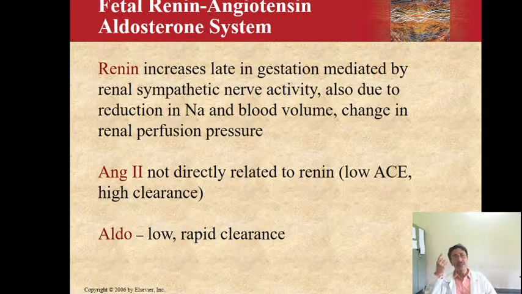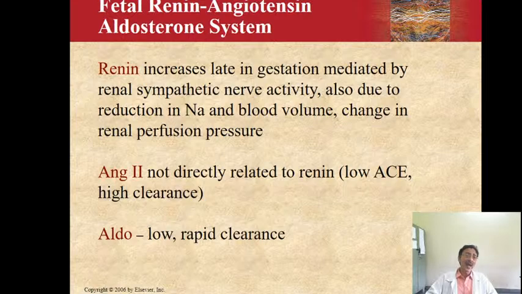Then another important feature is the fetal renin angiotensin aldosterone system. Now here you should know that renin increases late in the gestation, and this increase in the renin concentration in the maternal circulation during the third trimester is because of increased renal sympathetic activity. It also is because there is a comparative reduction in the sodium and the blood volume, as a result of which there is a change in the renal perfusion pressure.